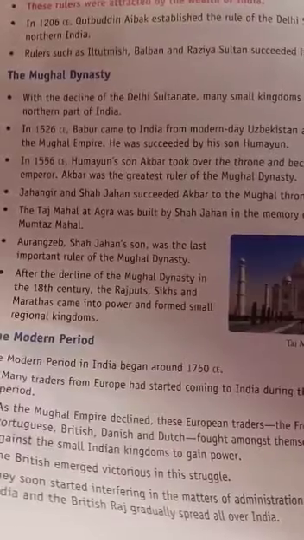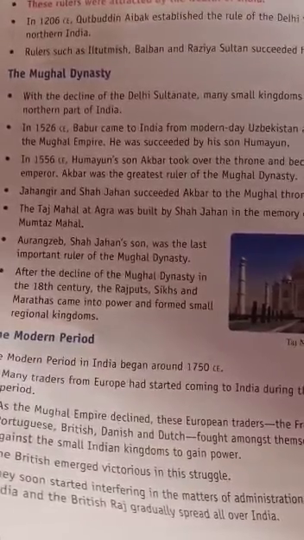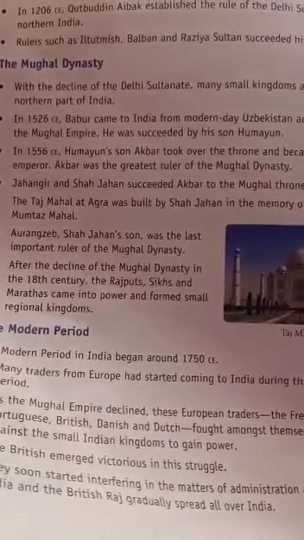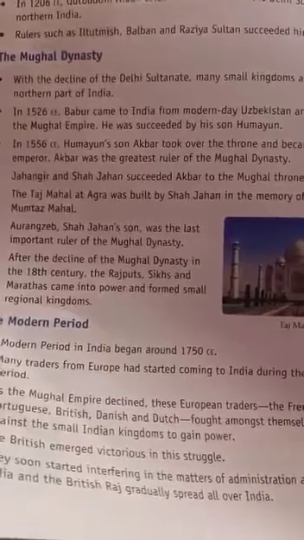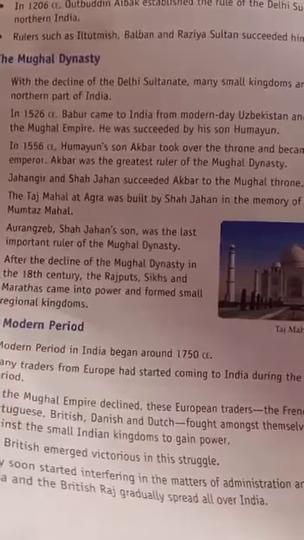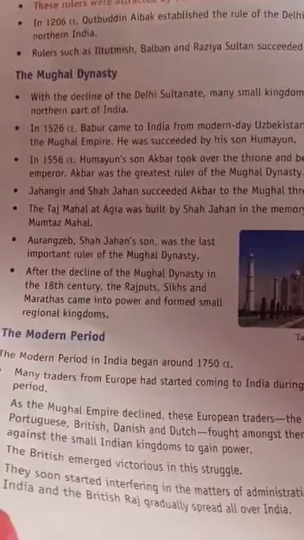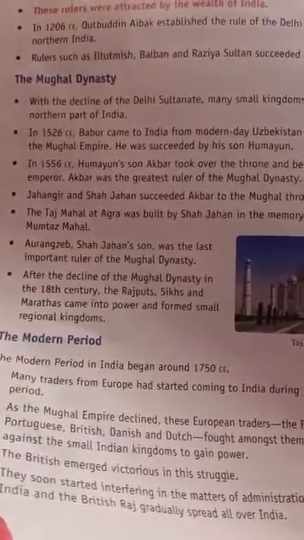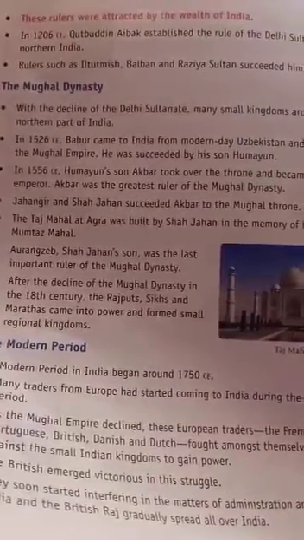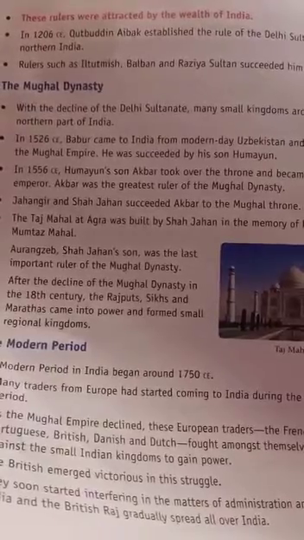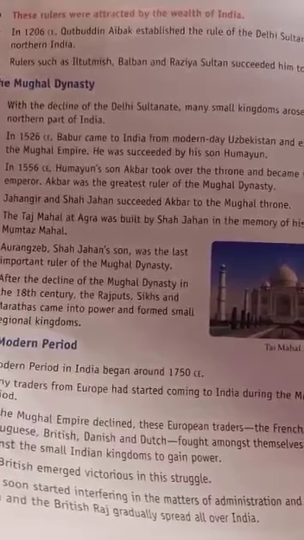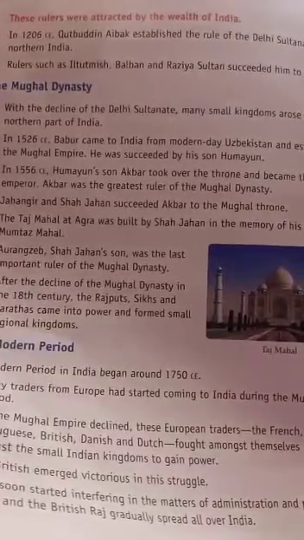Okay. This Mughal dynasty started with the coming of Babur to India, and he established the Mughal Empire. And after him, his son Humayun took over the Mughal dynasty. And in the year 1556 CE, Akbar, the son of Humayun, took over the throne and became the emperor, a king. And during their period, Akbar was known as the greatest ruler of the Mughal dynasty.